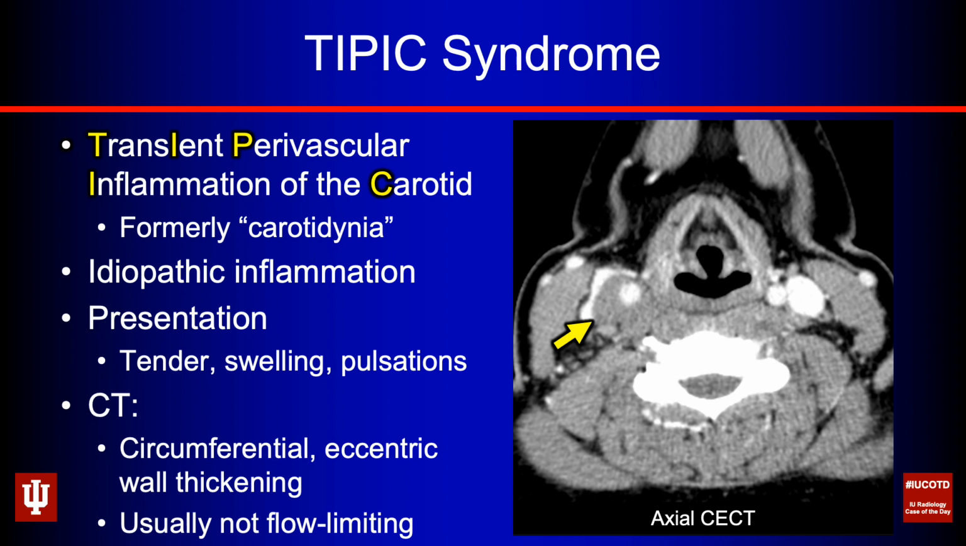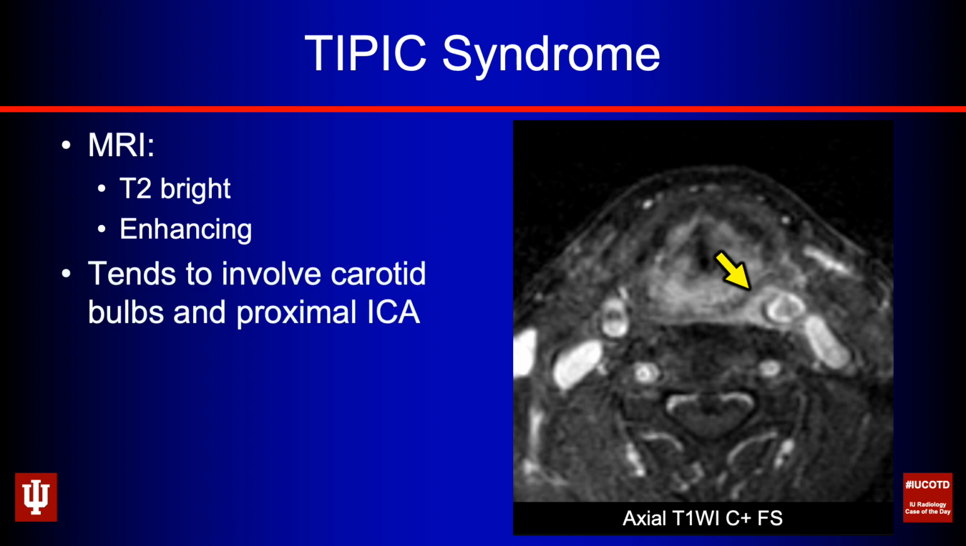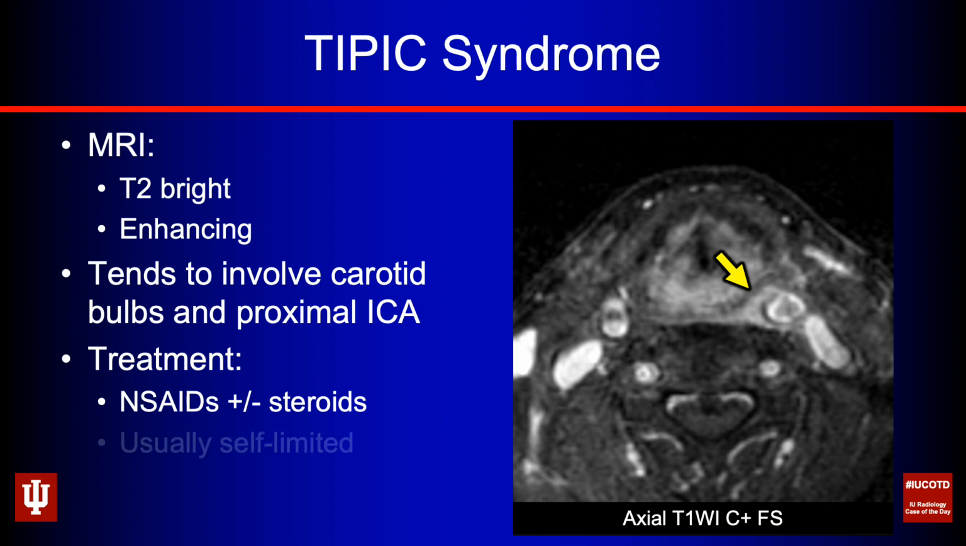So despite the fact that you have this perivascular inflammation, the soft tissue component typically doesn't narrow the luminal caliber. What does it look like on MRI? Well, it tends to be T2 bright. If you give contrast, like in this case, it tends to enhance pretty avidly. And typically this is going to involve the carotid bulbs and extend up into the proximal internal carotid arteries as well. This is a disorder that gets treated fairly conservatively. They hit these patients with NSAIDs and sometimes steroids and then repeat imaging just to make sure it's going away, because this is a self-limited disease process.